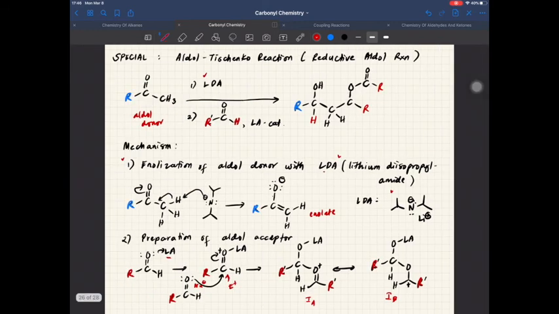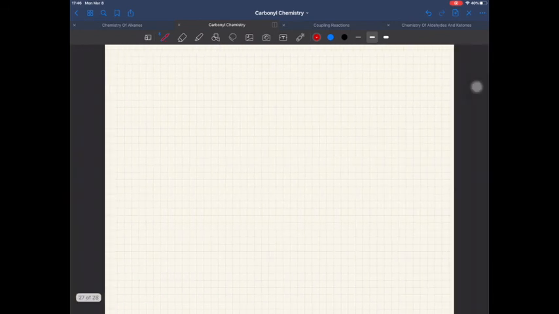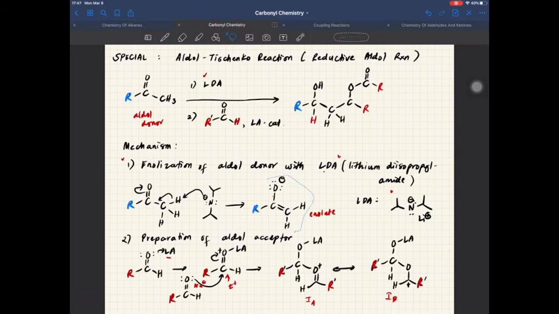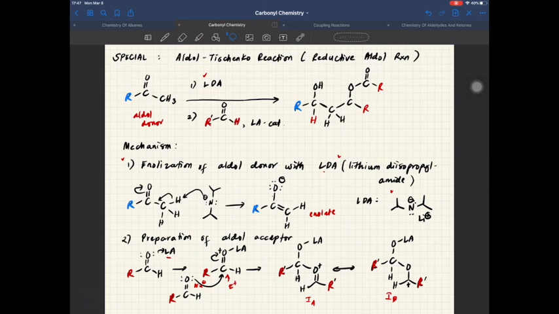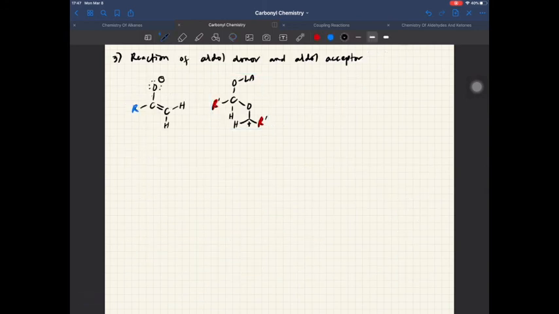Now, the third step of Aldol-Tishchenko reaction is the reaction of aldol donor and aldol acceptor. So these two are reacting in the last step. Our aldol donor and our aldol acceptor react to form this product. Our product is this one, with an aldol donor reacting to it.